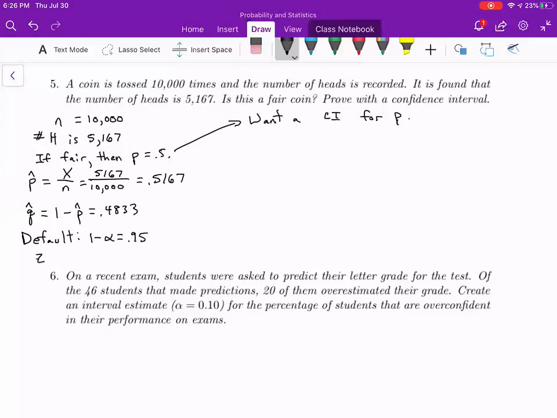So now we need Z star. And you find it the same way that you would have for an interval for mu. So I'm going to pause the video again, and I want you to find the critical value for this problem. And if you feel confident in it, feel free to apply the confidence interval formula to get your interval for P. And we will return in just a moment.